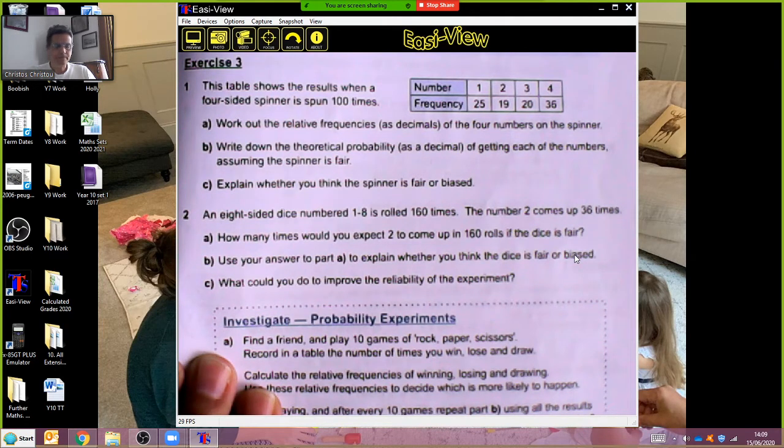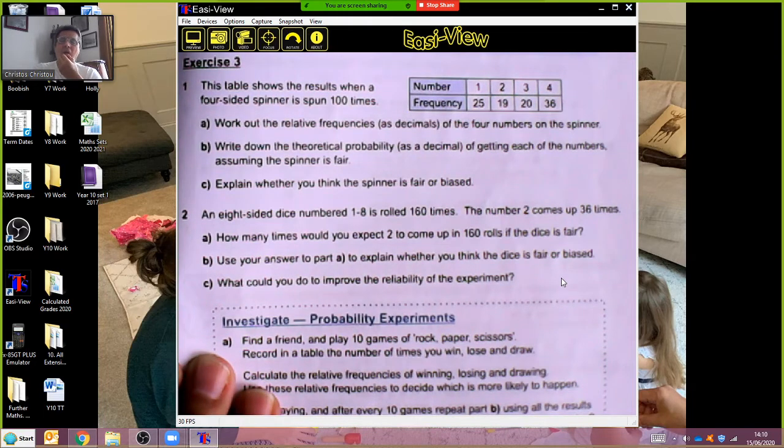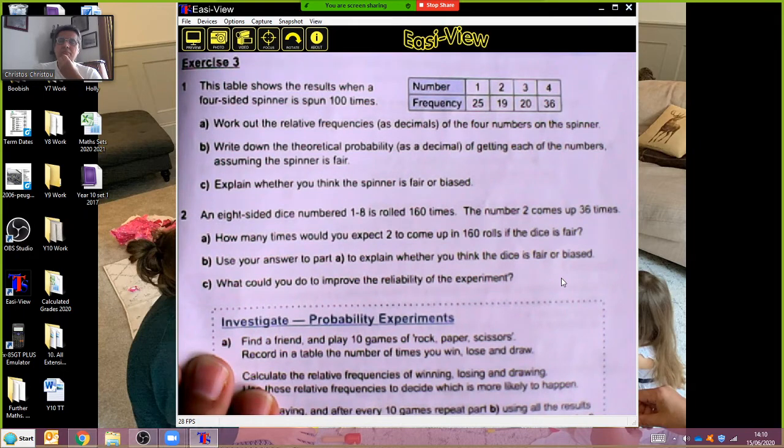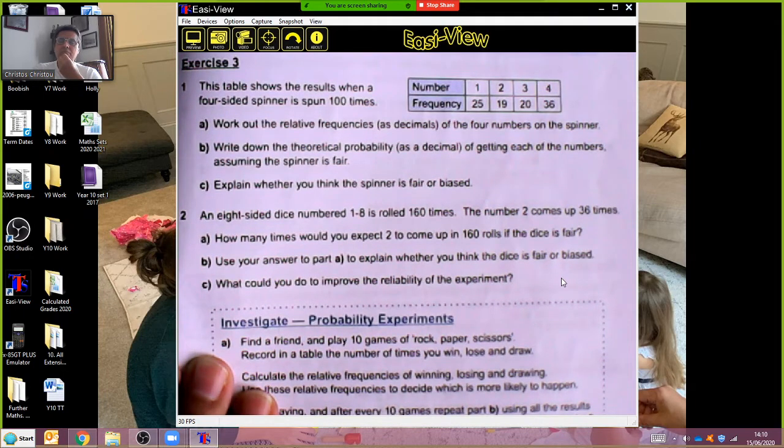Because? That's fine, that's a good answer, yeah. Far too many twos have come up, you'd normally expect 20 twos to come up. So how do we plan to improve on this experiment then? Any ideas? Sorry? Or? With how many trials?